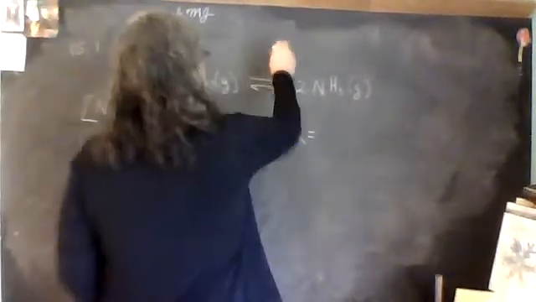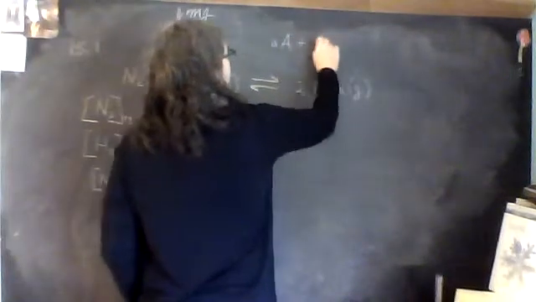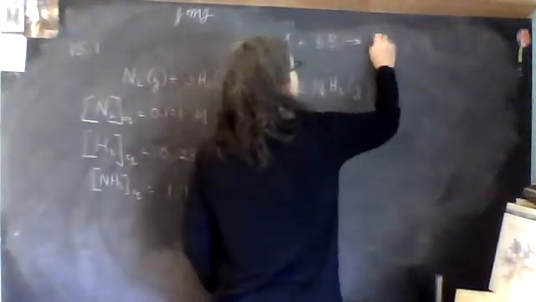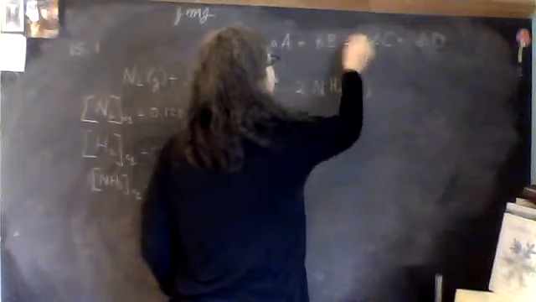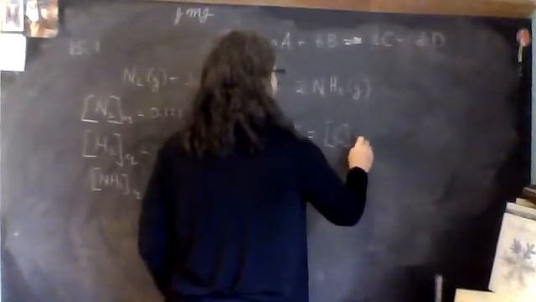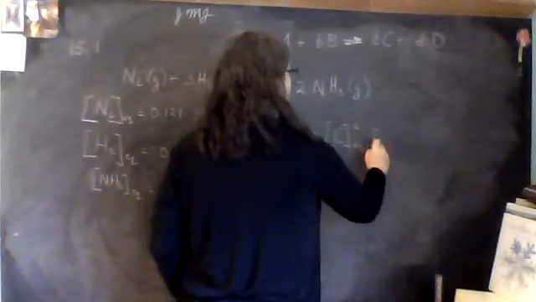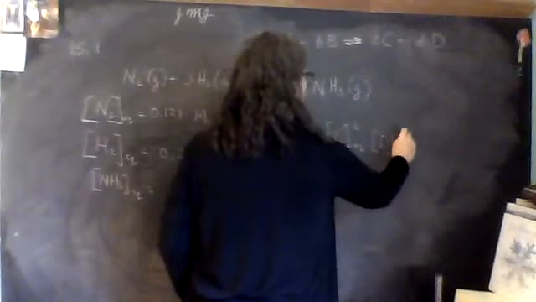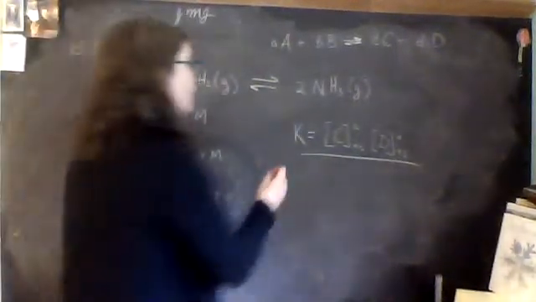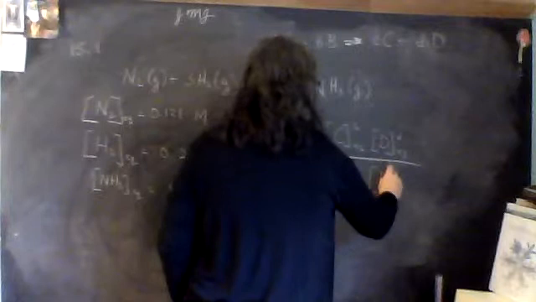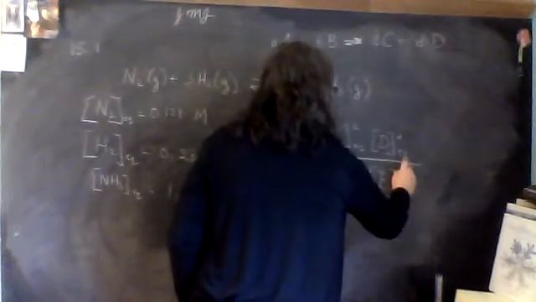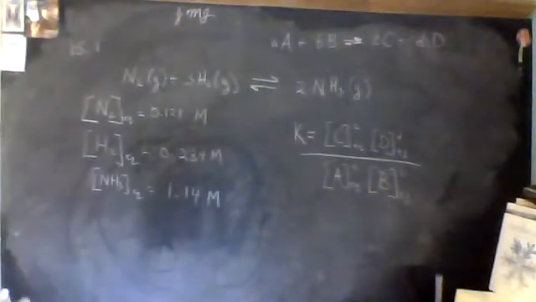So if we have an equation where aA plus bB goes to cC plus dD, we say the K is equal to the concentration of C at equilibrium to the power of lowercase c, times the concentration of D at equilibrium to the power of lowercase d, over the concentration of A at equilibrium to the power of lowercase a, times the concentration of B at equilibrium to the power of lowercase b. This is complicated. It's not really that complicated.